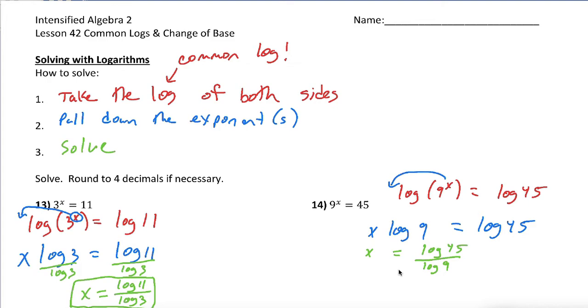Because 45 is equal to 5 times 9. So I can rewrite that, using the product property, as the log of 5 plus the log of 9 over the log of 9.